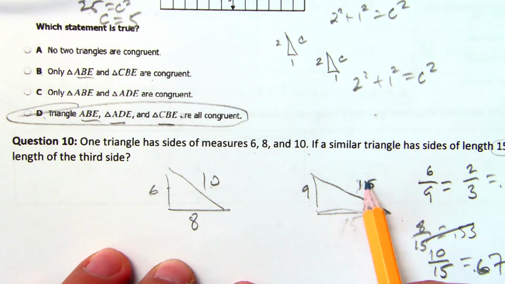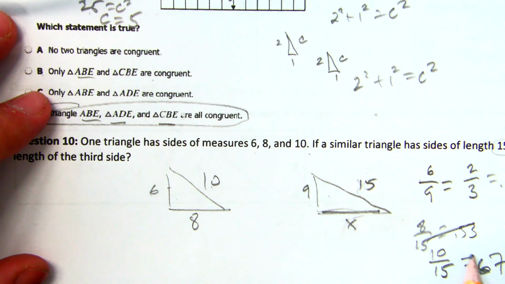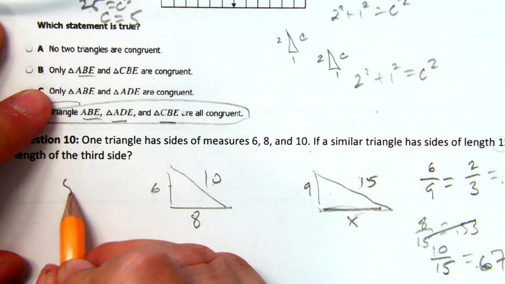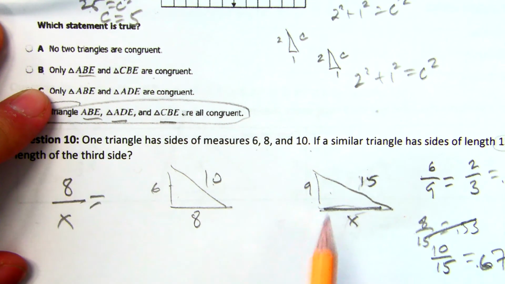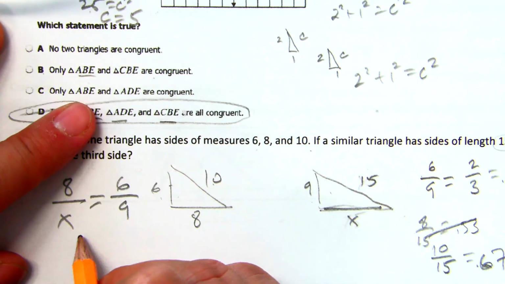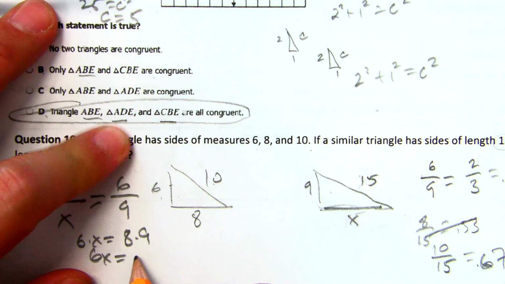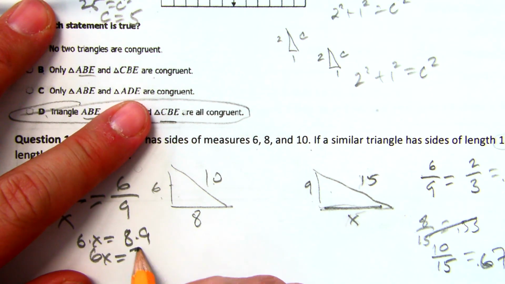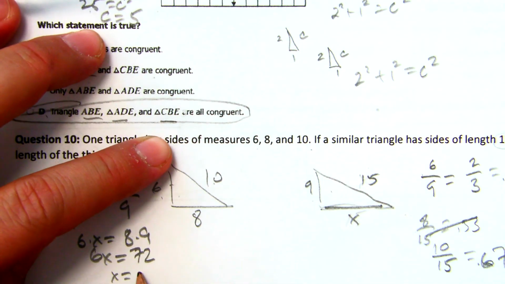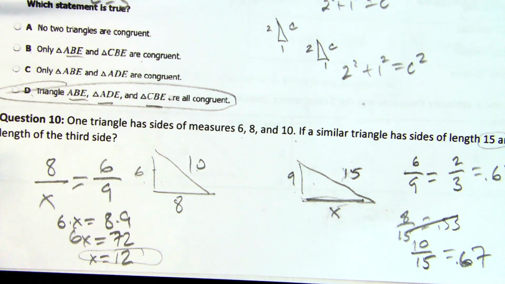So we got 10 goes with 15, 6 goes with 9, 8 goes with this side here. We know that all the ratios are equal because the triangles are similar, so we can just set up where 8 goes with x, and then we can choose either other pair, so 6 over 9. So I get 6 times x equals 8 times 9, so 6x equals 72. And so x equals 72 divided by 6 is 12. So the third side is going to be 12.